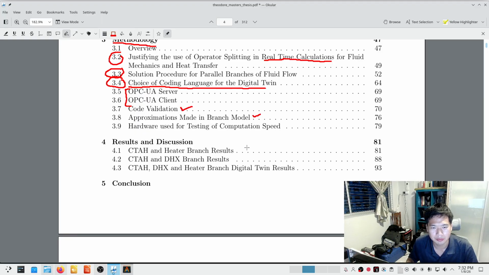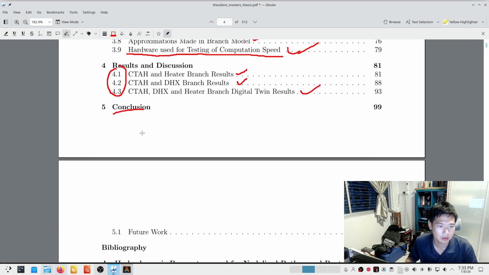I made some approximations to simplify my situation, and then most importantly, when I talk about having real-time simulations on a PC, like not a supercomputer, I needed to test it on actual hardware, so I tested it on some of my laptops. Okay, so these are some of the important results and discussion, how well this digital twin performed, and the conclusion.